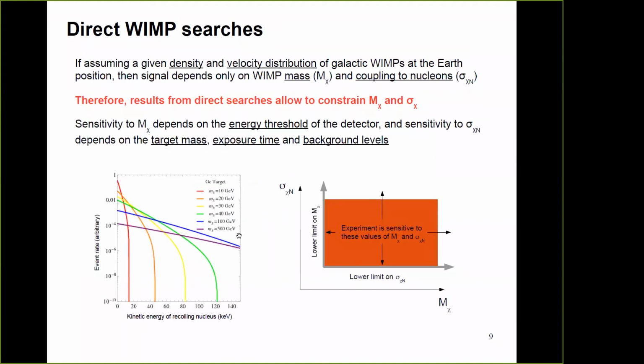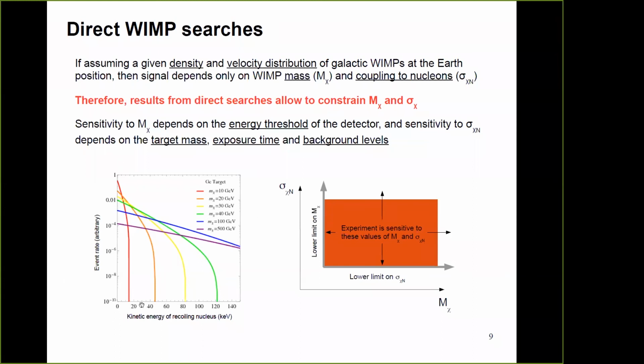At this point, I want to explain a bit what's the information that we can extract from that recoiling particle. So if we assume that we know, and we have some reasons to make those assumptions, the density of dark matter particles, of WIMPs, at the Earth position, and also the velocity distribution of those particles, then the recoiling nucleus signal that we want to observe depends only on the mass of the WIMP and the coupling between the dark matter, the WIMPs, and the nucleus.